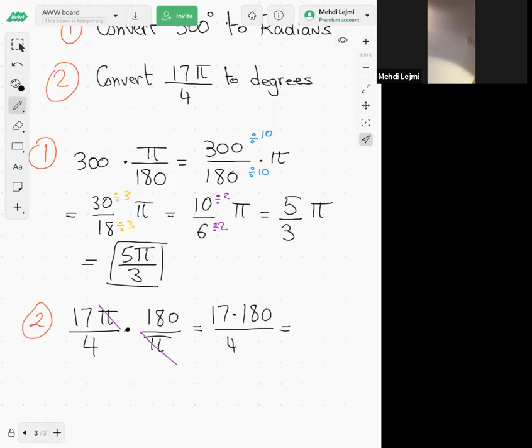So 17 times 180 is actually 3060 over 4, right? And then you can reduce, you can divide 3060 by 4. That would be equal to 765. So the answer would be 765 degrees. Okay, so 3060 over 4 is 765 degrees. All right. Okay, so that's a relation between degrees and radians.